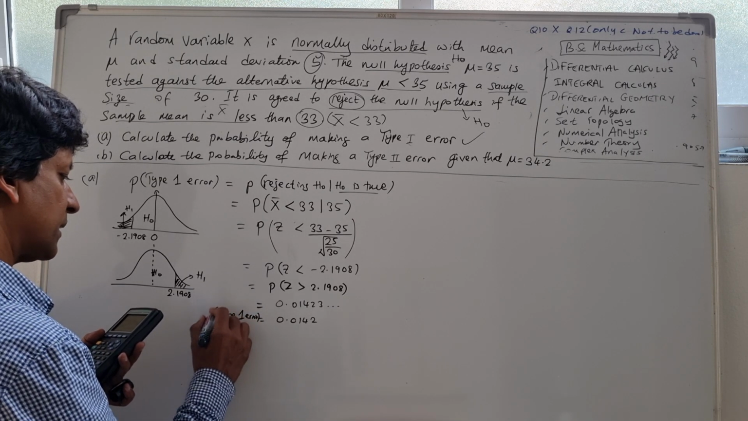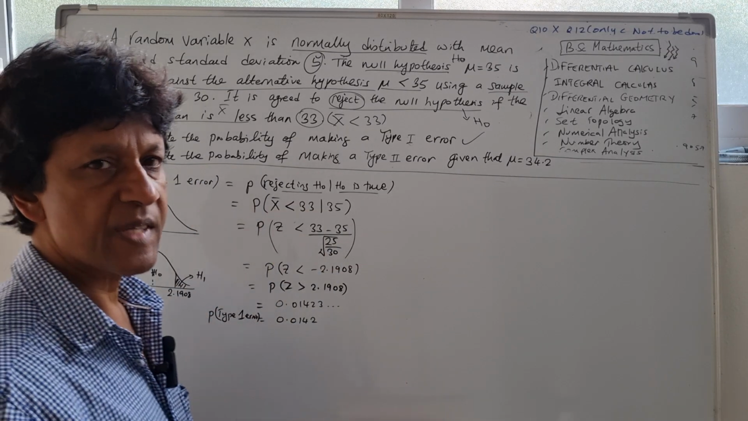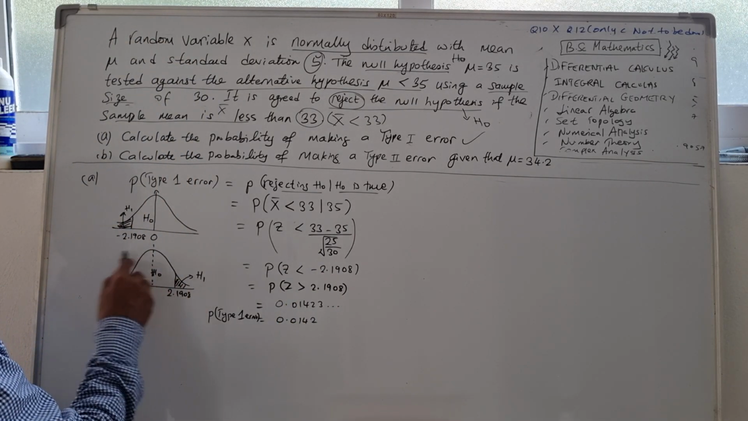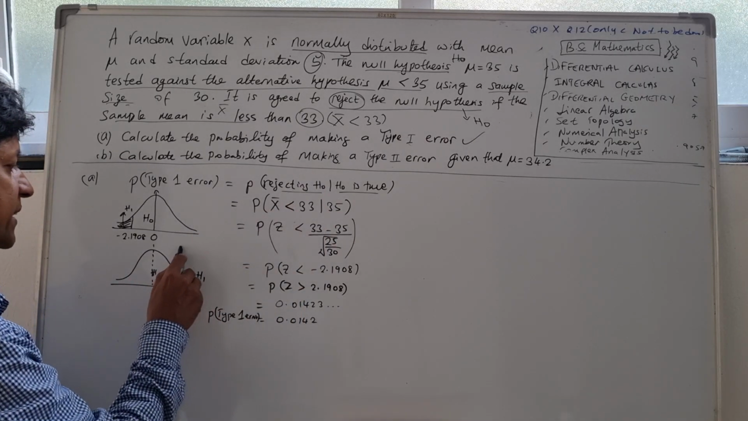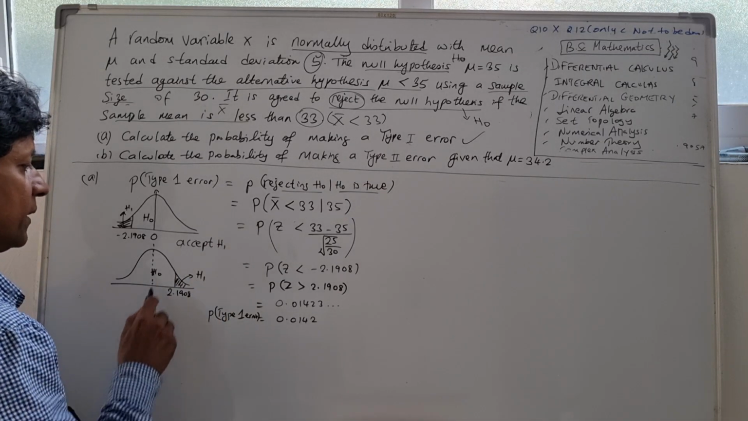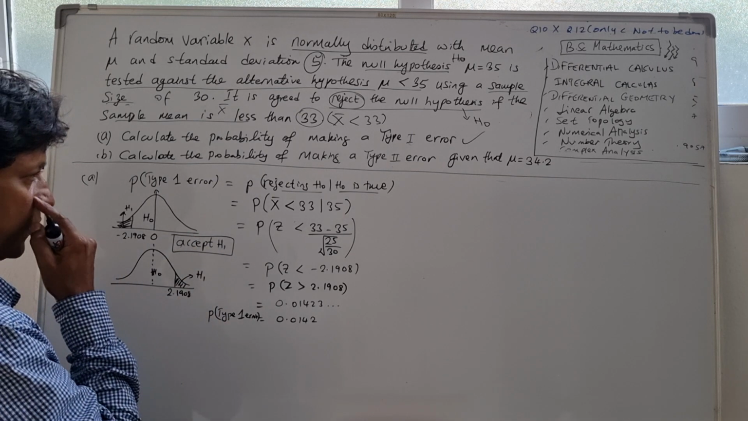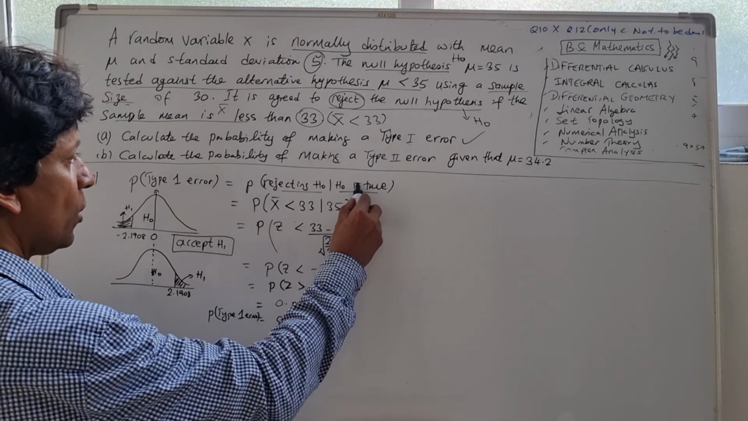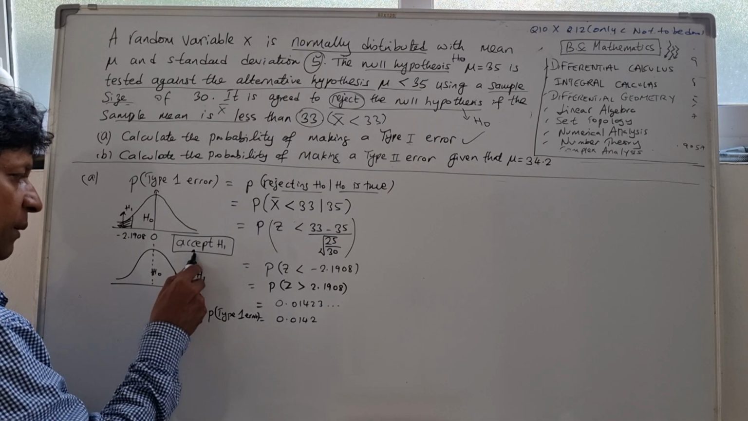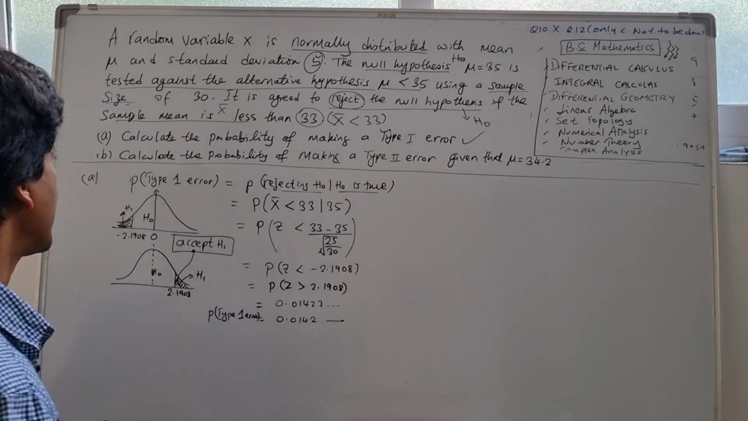So what do we mean by this? When we reject H0, it means that we are accepting H1. So H1 is here, so the null hypothesis is rejected and you accept H1. You accept this because you're saying that this one's okay, when in fact H0 is the one that is okay. So you're rejecting this, you're accepting this region. The area of this region is 0.0142. So this is your probability of a type 1 error.